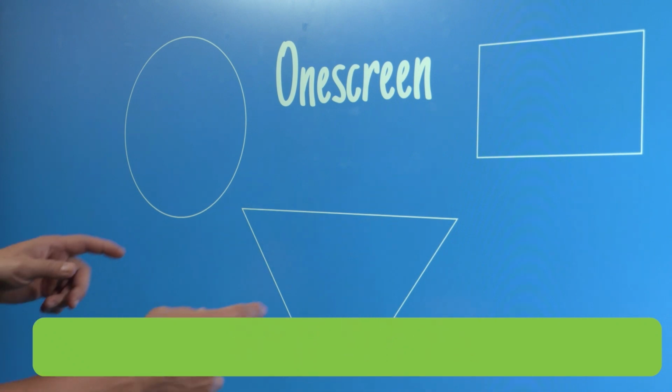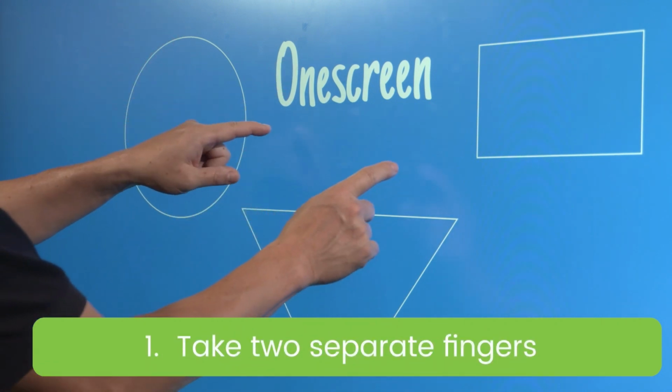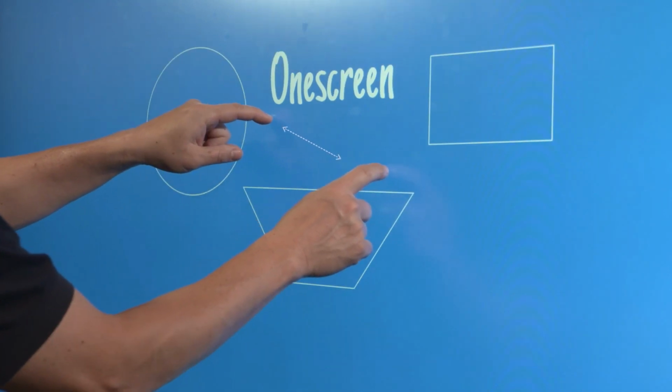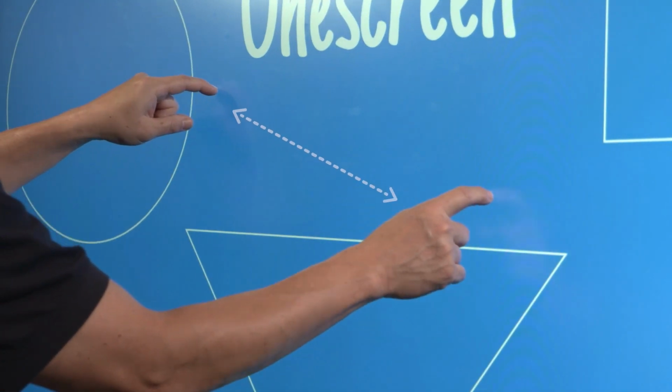With this gesture, in the select mode, if I take two separate fingers and put them on the screen, I can pull them out and pull them in for zooming in and zooming out on the whiteboard content.